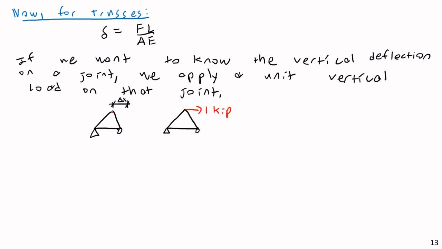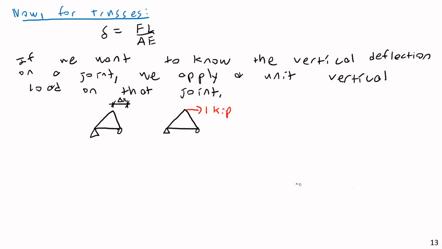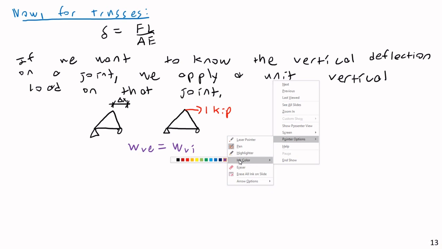to my joint here. So again, for this particular setup, I just happen to be interested in the horizontal deflection at this joint. And if that's what I'm interested in, then I just apply a unit horizontal load to that joint, and that becomes my virtual external load. Then I can use that to find all of my virtual internal loads, and then I can relate that to what we've seen previously. So we can use that the virtual external work is equal to the virtual internal work.